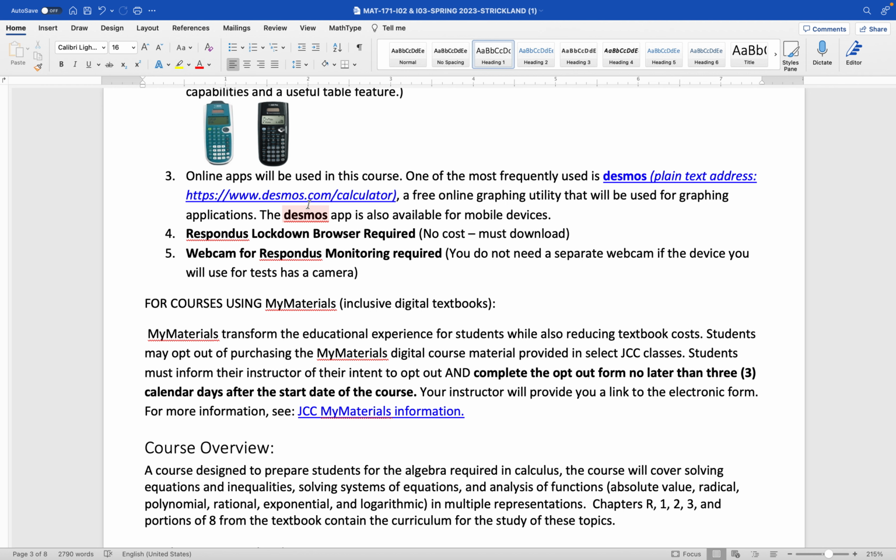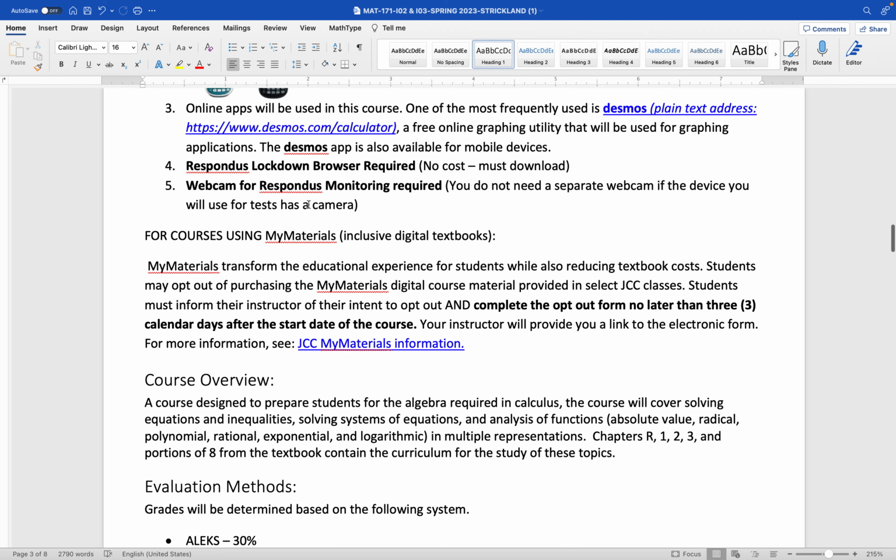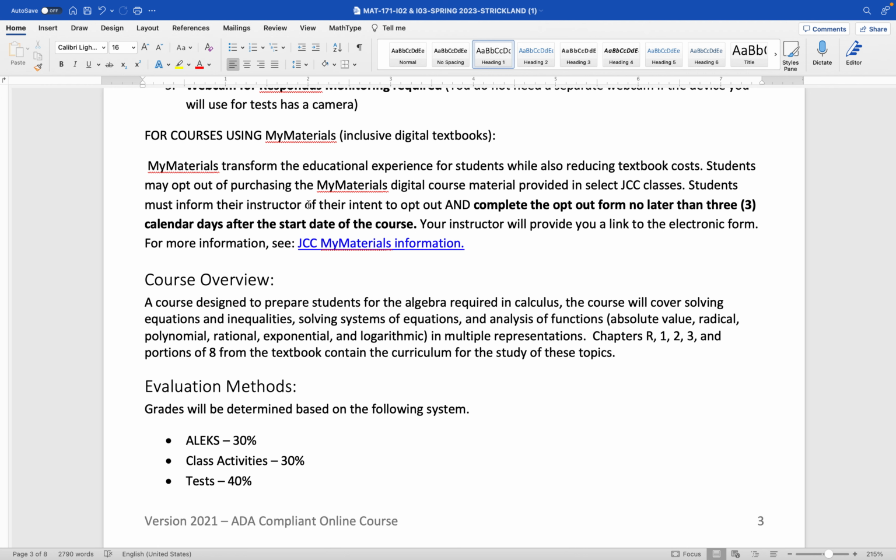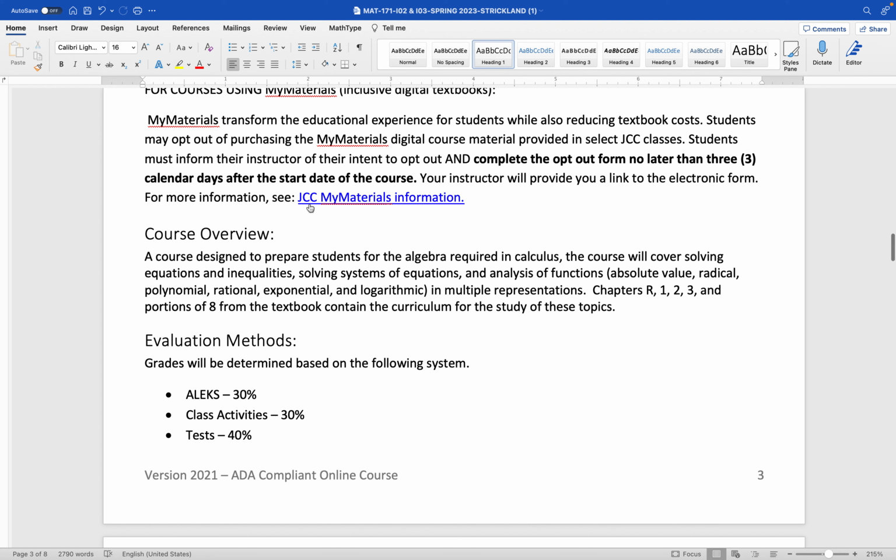And now for the course overview. Math 171 is a course designed to prepare students for the algebra required in calculus, and this course will cover solving equations and inequalities, as well as solving systems of equations, as well as analysis of various types of functions throughout multiple representations. In your textbook, we'll be looking at fundamentals throughout chapters R through 3, as well as portions of chapter 8.